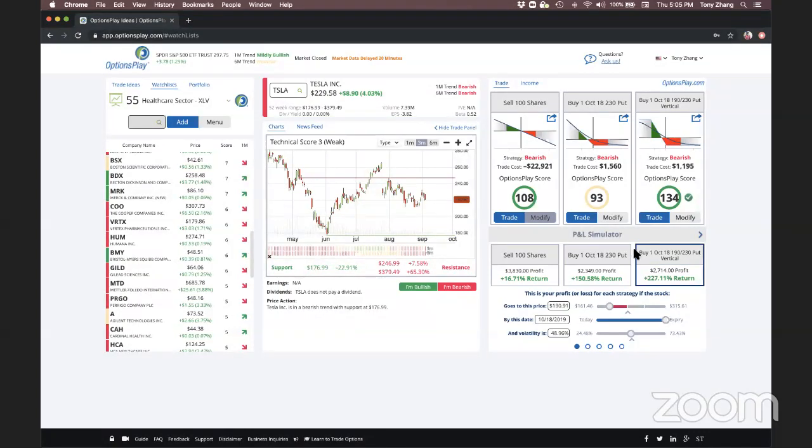What is the best way to use OptionsPlay during day trading? So I'll be honest, this is not built for day traders because we don't even do intraday charts. And the reason for this is because options is not a day trading vehicle. The spreads on options, you're barely going to cover those spreads in a single day. So that's why options trading is not really suitable for day trading.